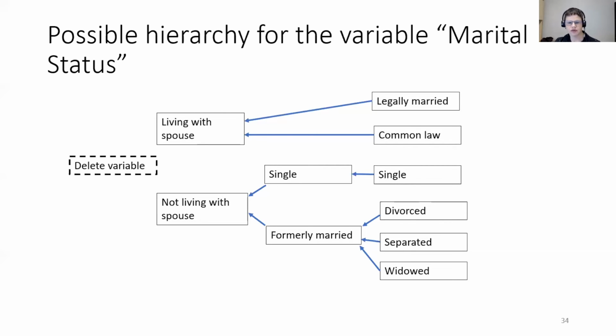And then if you find out that's still too revealing, the next thing in the hierarchy might be living with spouse versus not living with spouse. And if that's still too risky, then the final option would be to delete the variable. And the user would need to predefine a hierarchy like this for every potential quasi-identifier in the data set to fully make use of the anonymization tool.